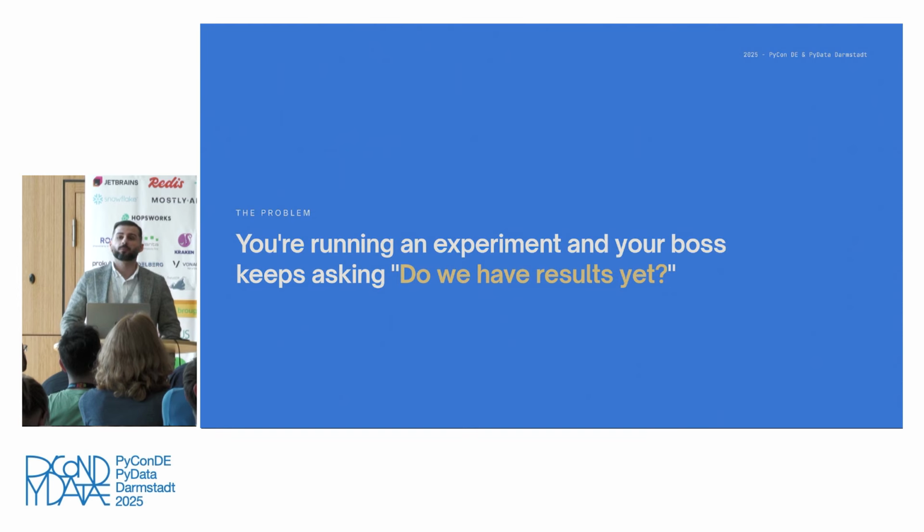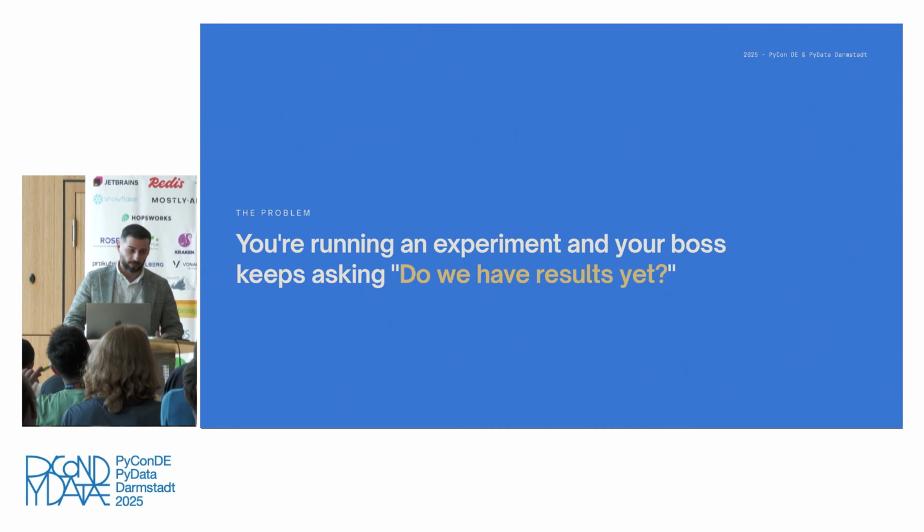Now, how many people recognize this? You have an experiment running, and your boss just comes up to you like, "Hey, do we have results yet? Do we have something yet?" Many of you come from academia. It scratches inside of you like, "Hey, I cannot cheat. That means we invalidate the test."